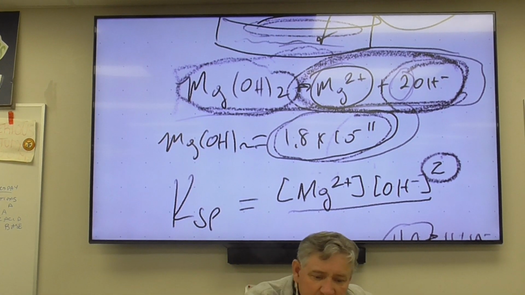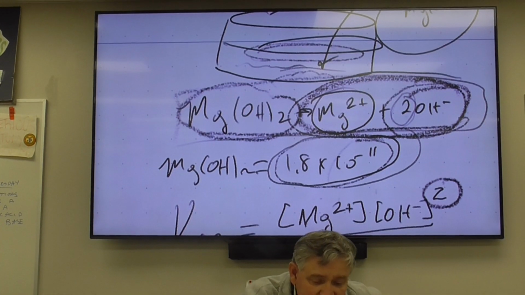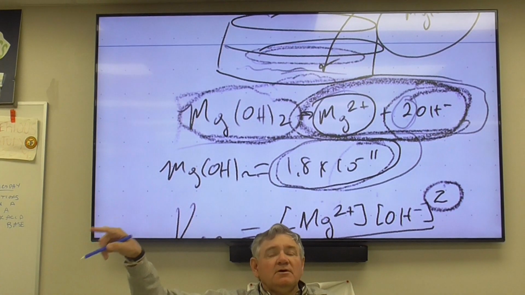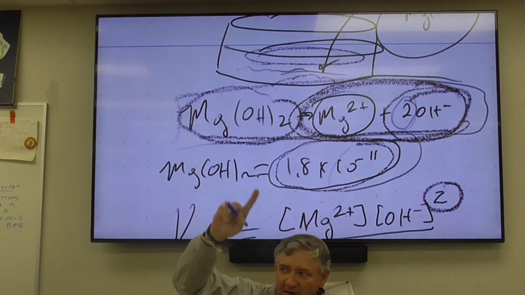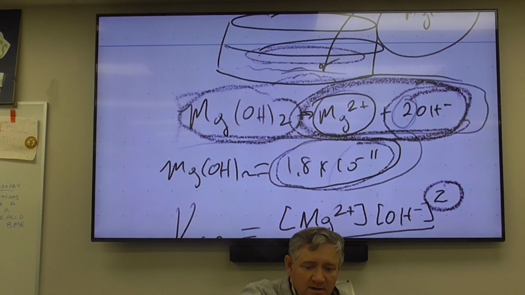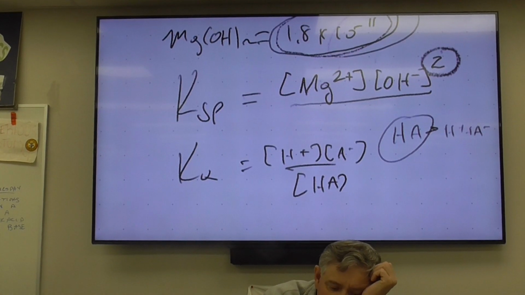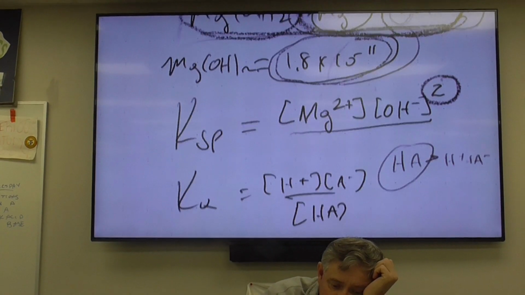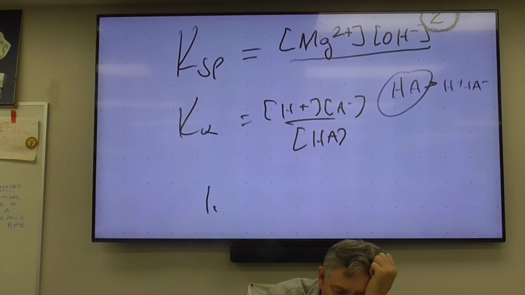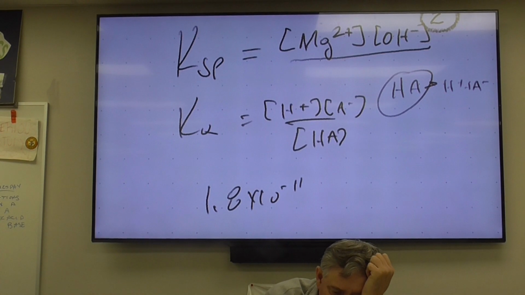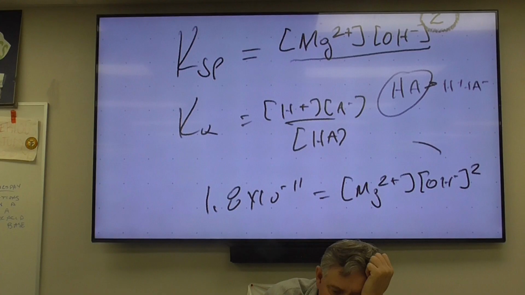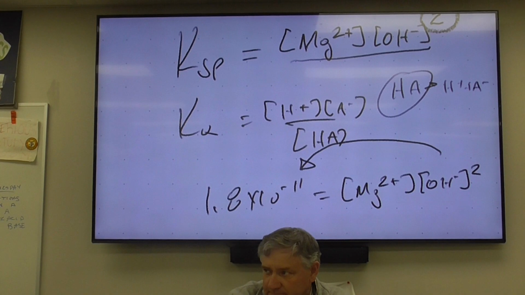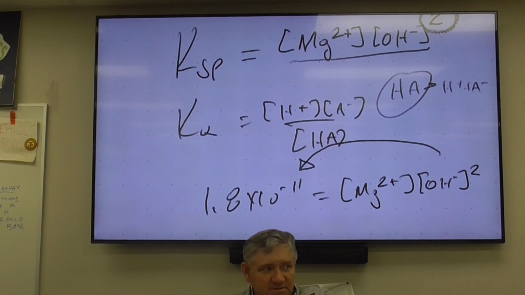What you focus on, and this is what I'm telling you, the story isn't the precipitate. The story is what's happening in the ions up above. That's what's determining this. So if you have that Ksp of 1.8 times 10 to the negative 11th, what that means is your magnesium ion concentration times your hydroxide ion concentration squared is going to get you that number, okay? That's when Mother Nature is in equilibrium.